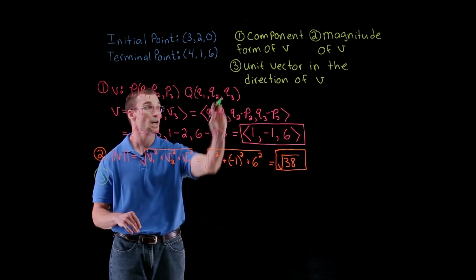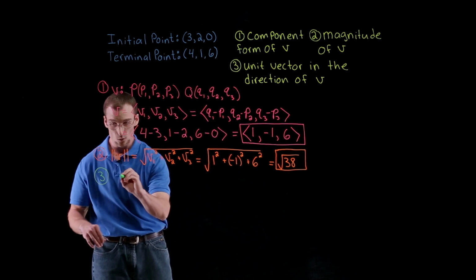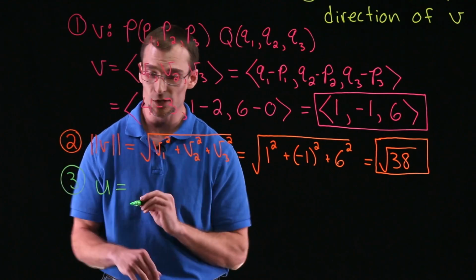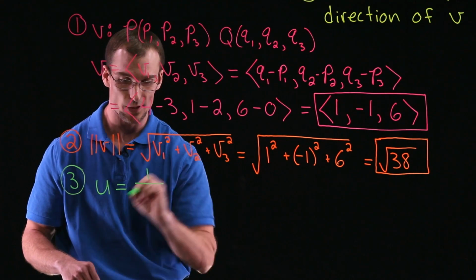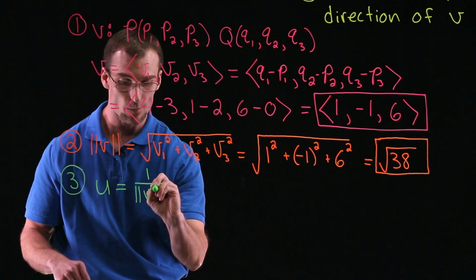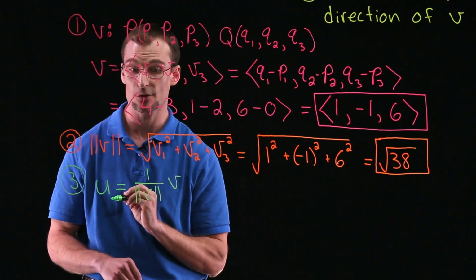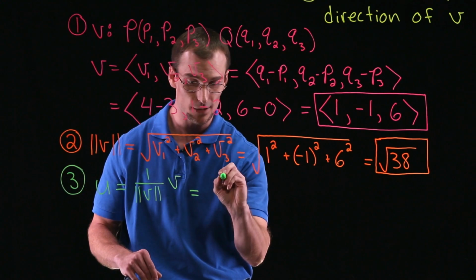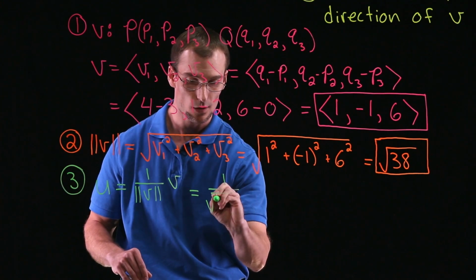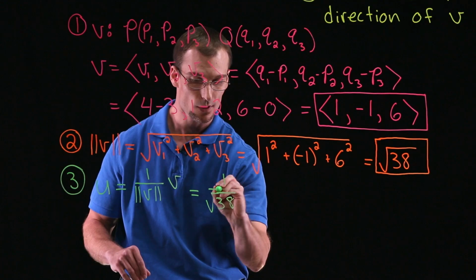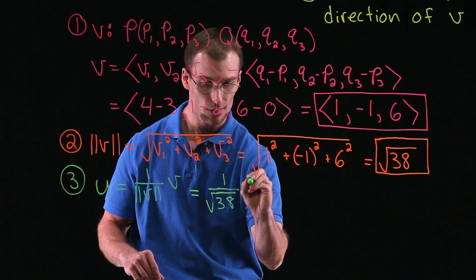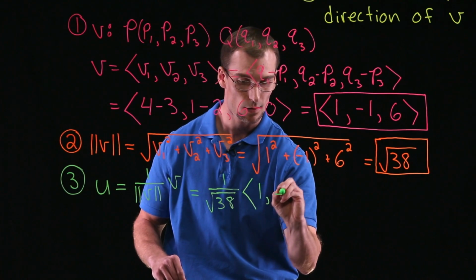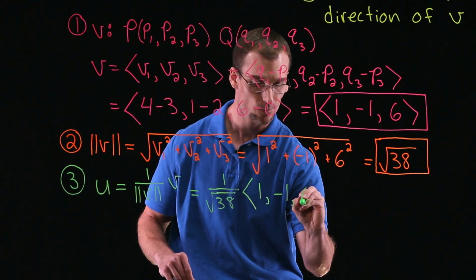what we're looking to do is find the unit vector in the direction of v. Finding a unit vector in the direction of v starts out looking like the same formula that we had in the 2-dimensional case: 1 over the magnitude of v times the vector v. So that's 1 over the square root of 38 times our vector v in its component form, 1, negative 1, and 6.